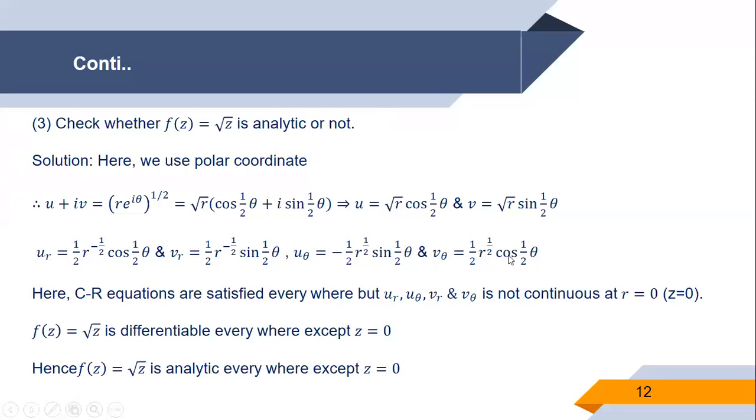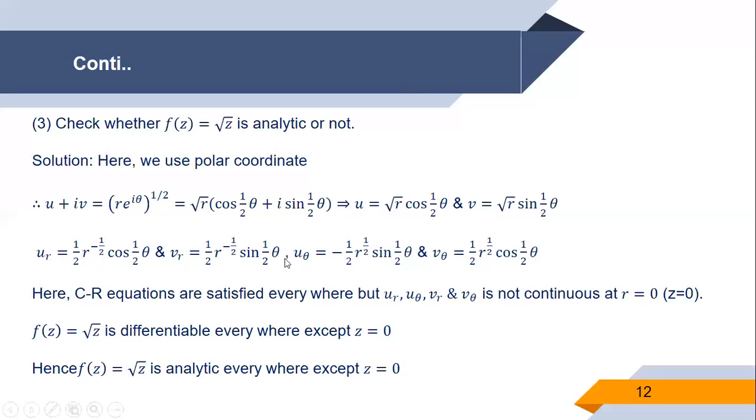So u r is equal to 1 upon r v theta, and u theta is equal to minus r v r, because here the power is minus 1 by 2, here the power of r is 1 by 2, and all other terms are similar with opposite sign. So u r is equal to 1 upon r v theta, and u theta is equal to minus r v r. Both CR equations are satisfied, so we can say the CR equations are satisfied everywhere.